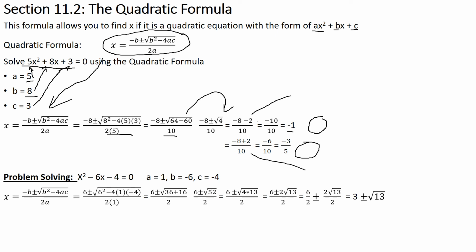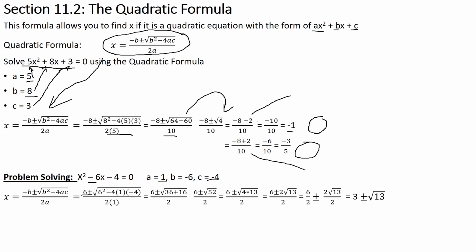Now let's look at this one here. x squared minus 6x minus 4. My a is 1, just 1x squared. My b is minus 6. My c is minus 4. I'm going to plug those numbers into the quadratic formula. So negative of negative 6 is 6, plus or minus square root of negative 6 squared, which is 36, minus 4 times a times c, which is 1 times negative 4. So it's 36 plus 16, all over 2 times 1, which is 2. So it's 6 plus or minus square root of 52, all over 2.